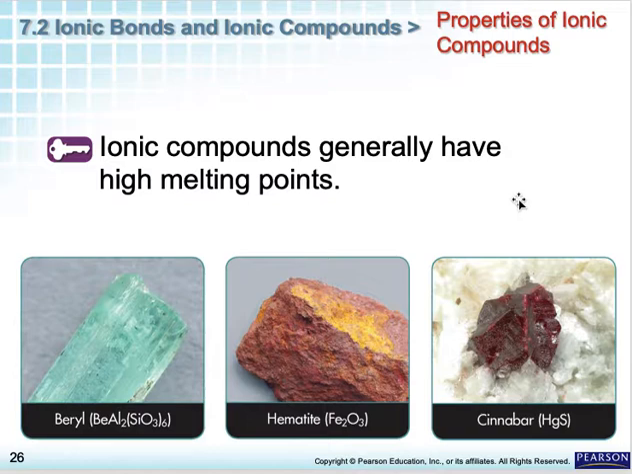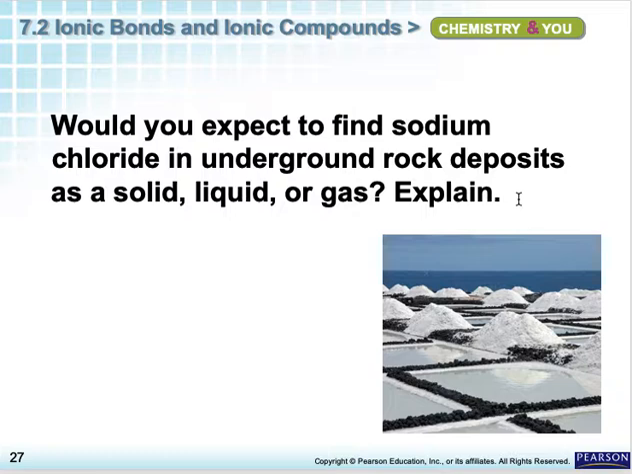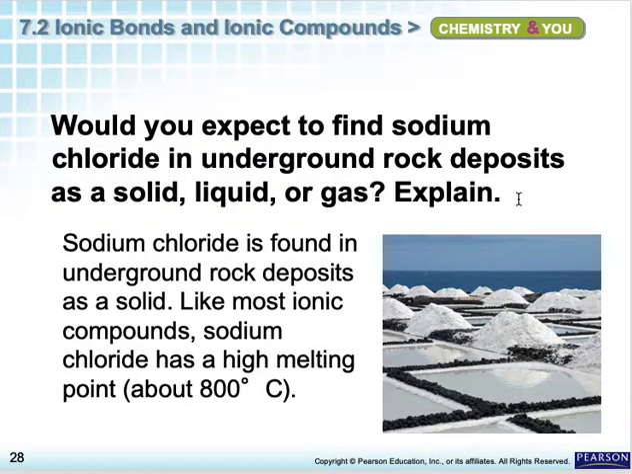The melting point for sodium chloride is around, I think, 900 Celsius, which is really high. So, would you expect to find sodium chloride underground in rock deposits as a solid, liquid, or a gas? This sounds like an easy test question to me, and you should answer this since you have sodium chloride on probably your kitchen table. It is a solid at room temperature. As you can see also in the picture, it should be a solid. Oh, here it's 800 Celsius is the melting point for sodium chloride. Now, it does dissolve easily in water because it is ionic and water is polar. It does dissolve very well in water as well.